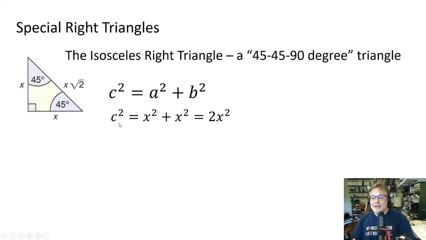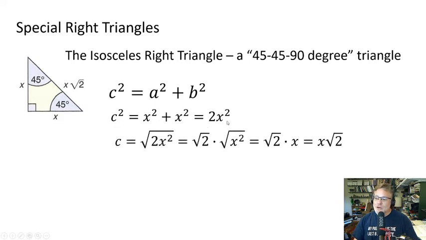So what I get now is c squared is equal to 2x squared, and so if I take the square root of both sides, what's that going to look like? The square root of 2x squared is going to be the square root of 2 times the square root of x squared. Well, I don't know about the square root of 2, but the square root of x squared, that's just x. So this is the square root of 2 times x, or x times the square root of 2 here.